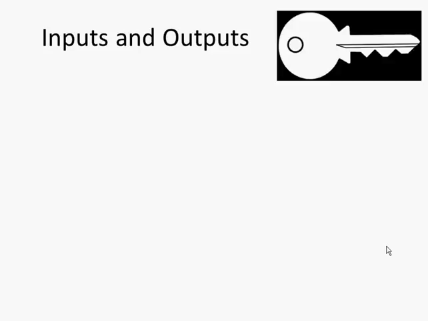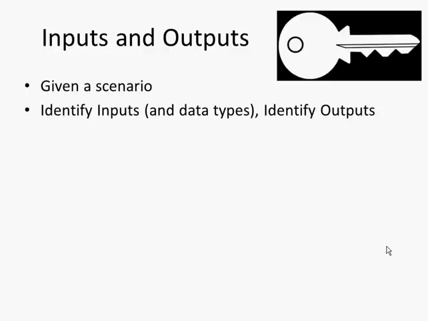So what are the key things that you'd need to know for an exam? Well, in an exam you might be given a scenario, and from that scenario, from that business problem you're presented with, you might have to identify some inputs to a solution, and possibly the data types for those inputs, and also to identify some outputs.